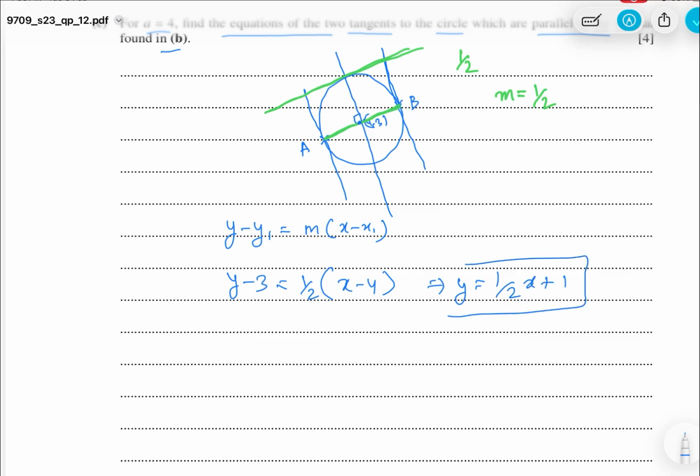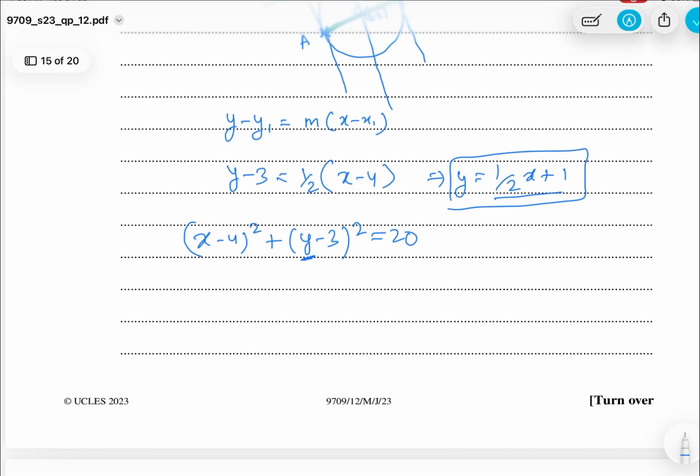This is the equation of this green line. Can you see this line? This is the equation of this line. Now, if I substitute this equation into the equation of the circle, that was (x minus 4) whole squared plus (y minus 3) whole squared equals 20, can I substitute this instead of y? And can I find these two points where this line will meet the circle? Yes, sir, we can do that.